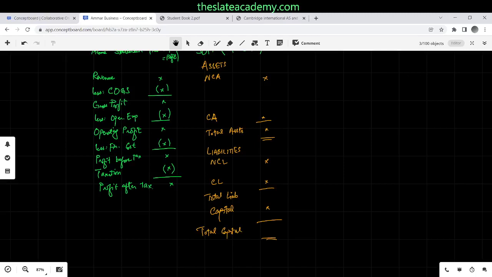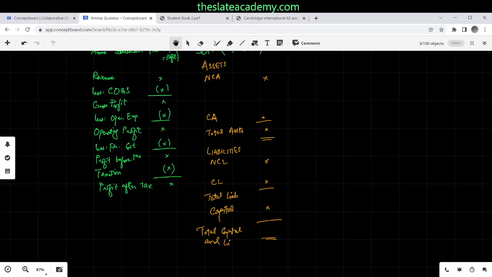There are a few formats for the balance sheet. Sometimes we show assets minus liabilities, and that comes out equal to capital. Sometimes we show just the sum of assets, and on the other side we show just the sum of capital and liabilities. So all these formats are correct.